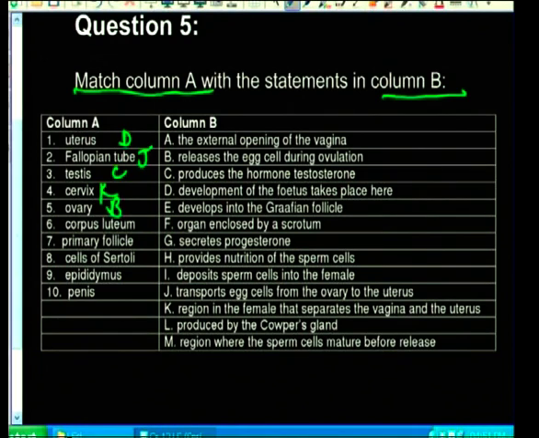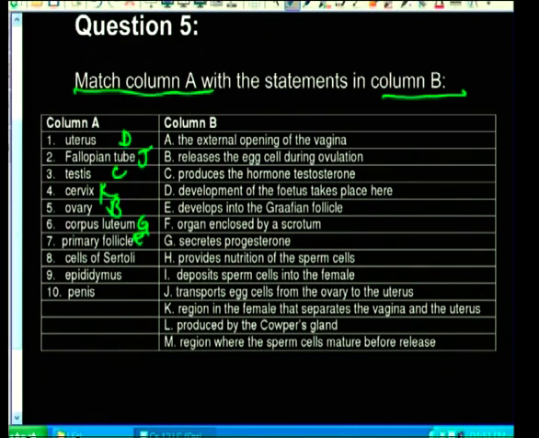Releases the egg cell during ovulation. Corpus luteum. Develops into the Graafian follicle, no. Secretes progesterone, yes. So it would be G. Primary follicle. Develops into the Graafian follicle, yes. That would be E. Cells of Sertoli.